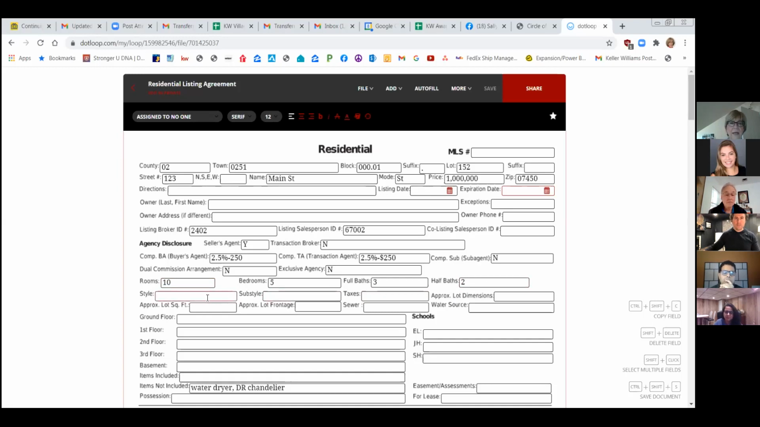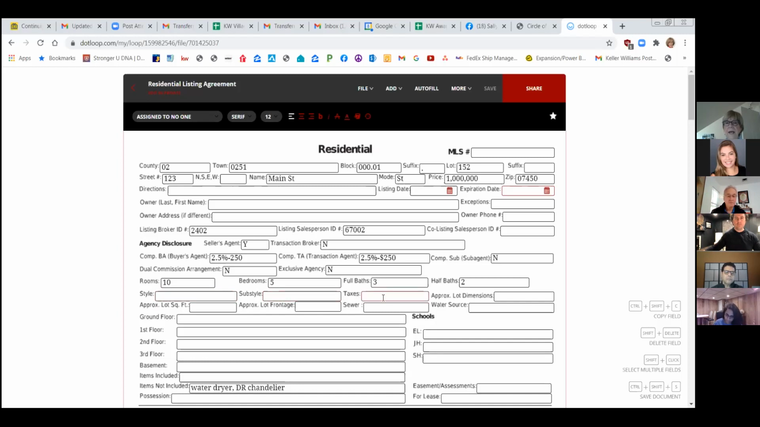For the style of the house, you're either going to put colonial, ranch, split level, or bi-level. It's usually one, or a Cape Cod. And then if there's a sub style, there isn't always, but if there is one, you should put it in. Like, for example, for colonial, it might be Center Hall colonial.